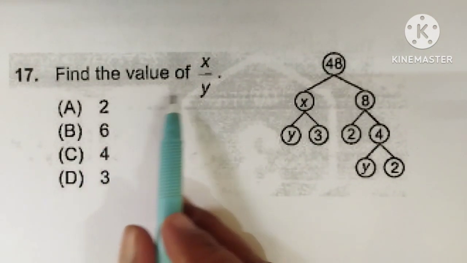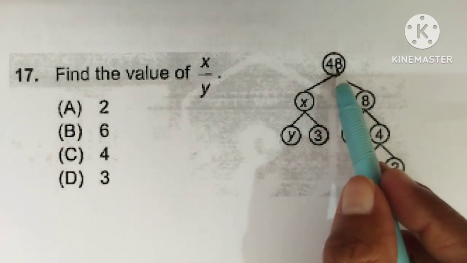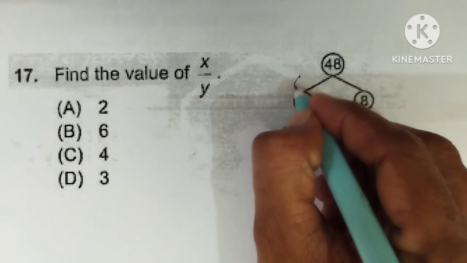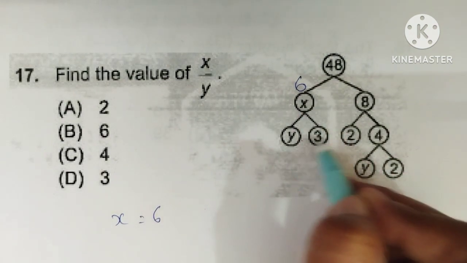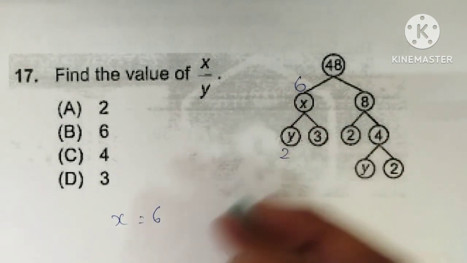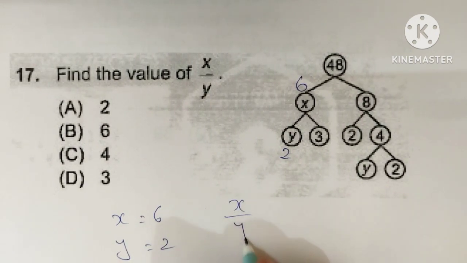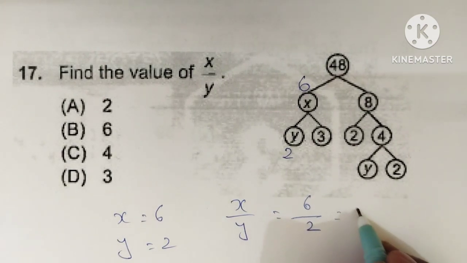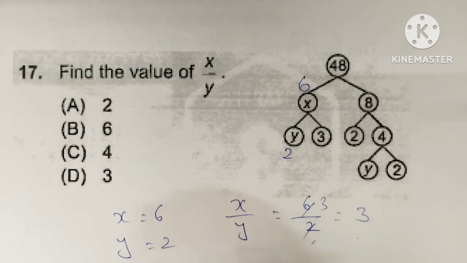Seventeenth question. Find the value of x by y. Here a factor tree is given. 48 is 6 eights. So here x equals 6, and 6 has factors 2 threes. So y equals 2. We want x by y, which is 6 by 2. 6 by 2 means 3. So option D is the correct one.